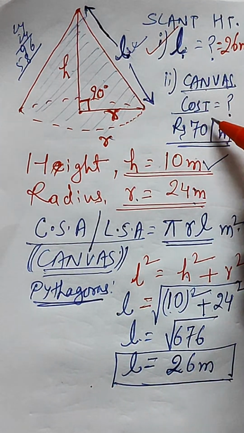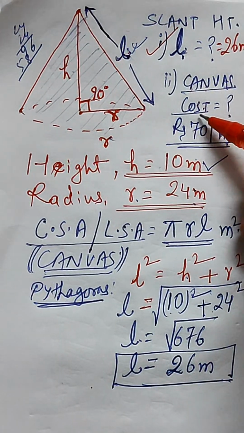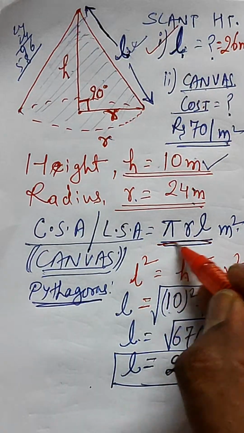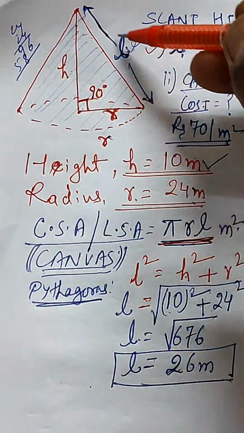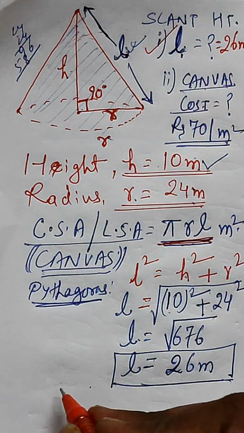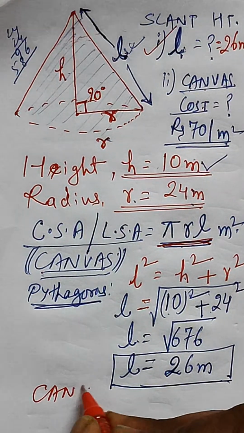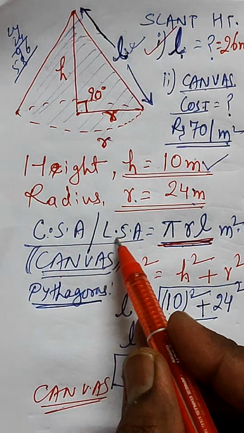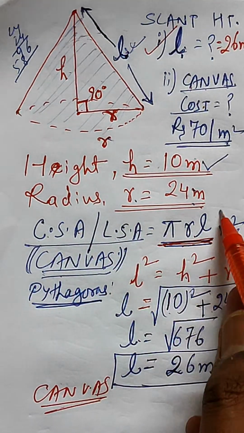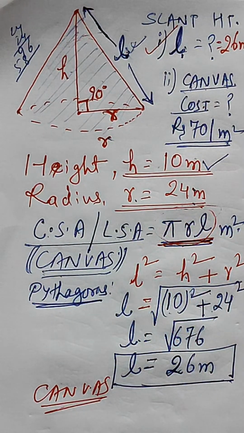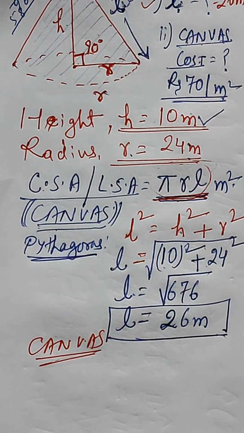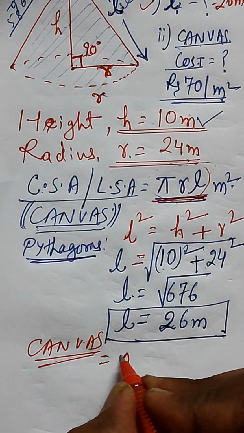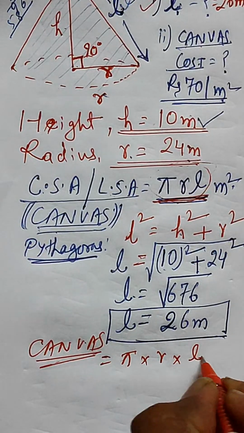Okay, to calculate the canvas cost you need to find how much canvas is required. So the canvas required is pi rl. Why? This is the curved surface area of this cone, right? So the canvas which is required is equal to the curved surface area, or the lateral surface area, of this cone, which is equal to pi rl. You can see, right? So canvas can be calculated as pi into r into l, right?